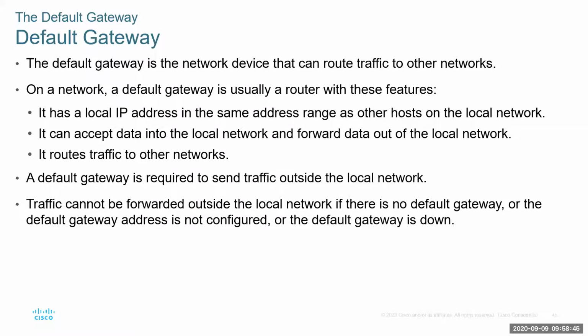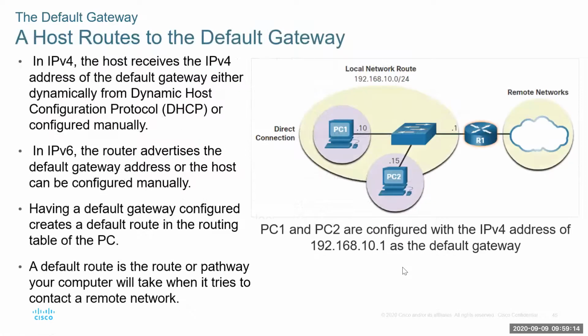So your default gateway is where your network traffic can be routed to get to other networks. On a network, a default gateway is usually a router that has a local IP address in the same range as your hosts. It can accept data from that local network and forward it out of the local network to your internet router, which then routes the traffic out to other networks. A default gateway is required in order to send traffic outside of the local network, so outside of that IP address space, and traffic cannot be forwarded outside the local network if there's no default gateway. So you've got to have a default gateway configured in order to do that.